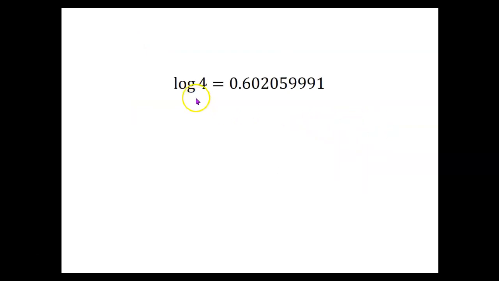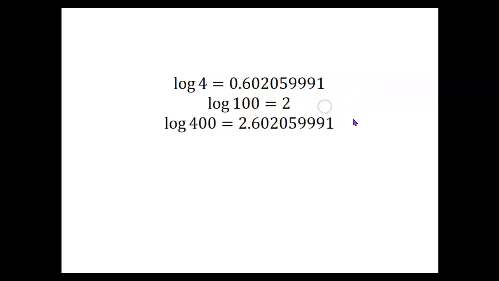If you ask your calculator for the log of 4, and remember that means the common log or base 10 log, it'll tell you that that is 0.602059991. If you ask it for the log of 100, it'll give you just 2. And if you ask it for the log of 400, it'll give you 2.602059991.